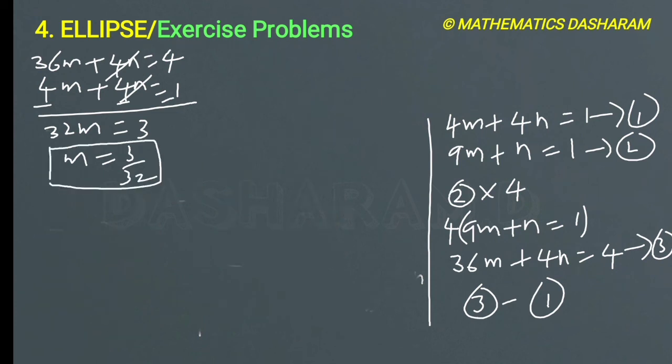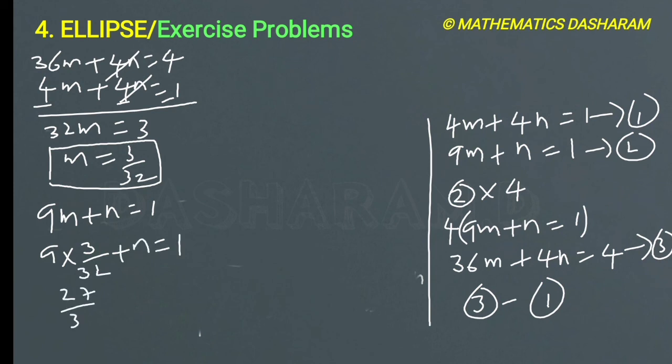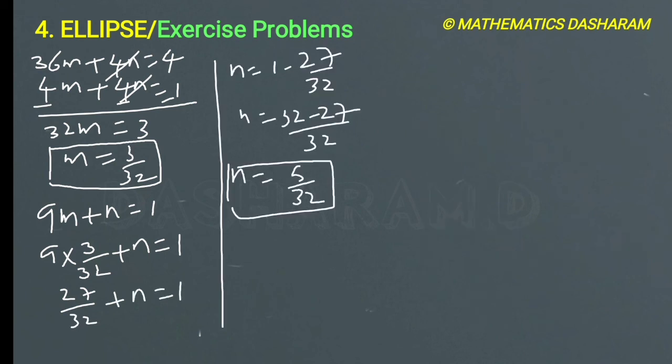Substitute this m value in either 1 or 2 or 3. Here I am substituting in equation 2: 9m plus n equals 1. 9 into 3 divided by 32 plus n equals 1. 9 3s are 27 divided by 32 plus n equals 1. So n equals 5 divided by 32.